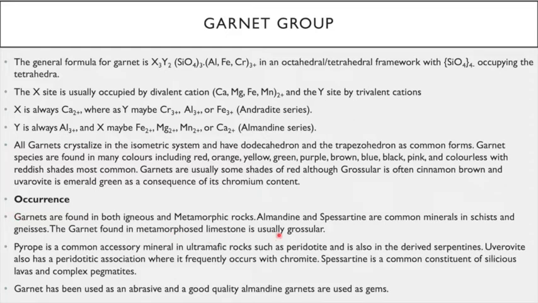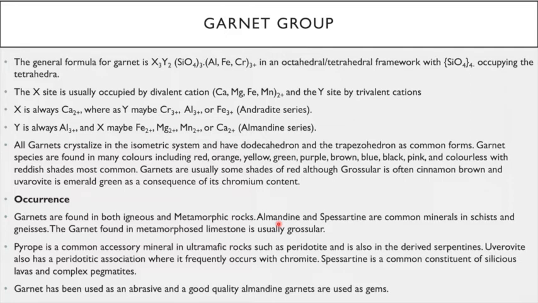Almandine and spessartine are common minerals in schists and gneisses. The garnet found in metamorphosed limestone is usually grossular. Don't be confused by these names, almandine and all these. We are going to discuss them later on. So these are actually the garnet minerals.